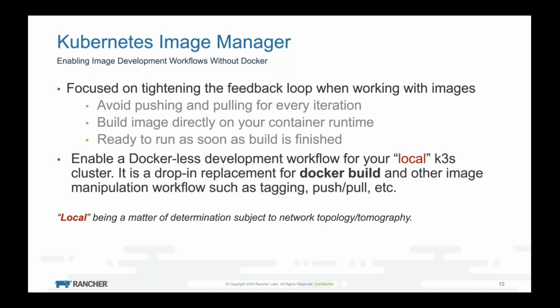And of course, I wanted to get a little bit nerdy, so local is kind of a determinant based on your network topology and tomography, right? And the reason that I mentioned that is because it's a call out to the fact that you may be running kubectl from a Mac client against a Docker cluster in a VM or remotely. And if you're familiar with the way Docker for desktop works, that's actually what you're doing when you're running it on Windows or a Mac, right?